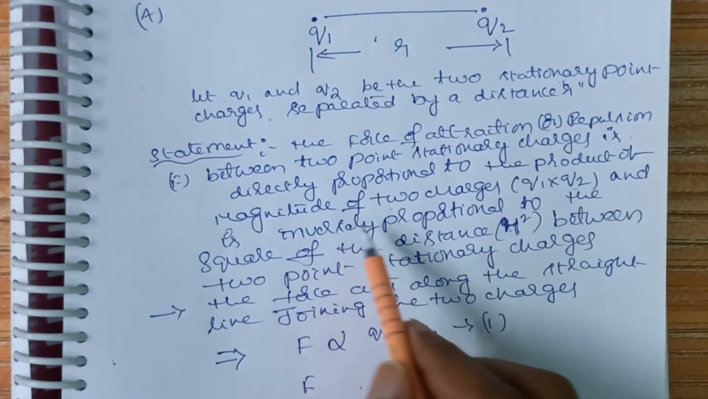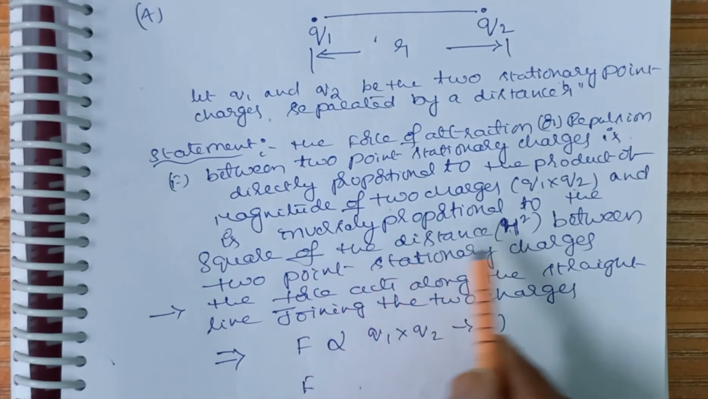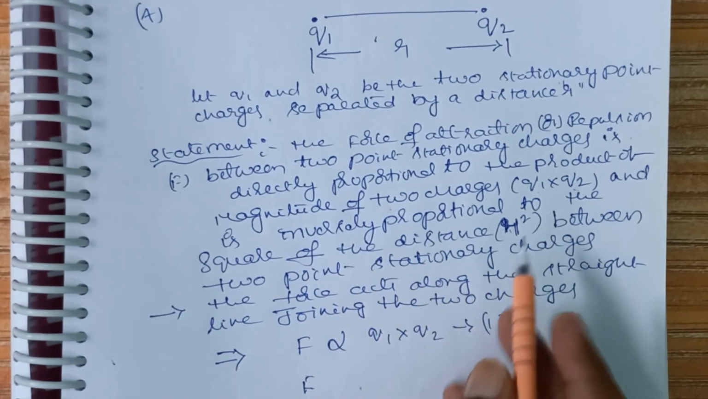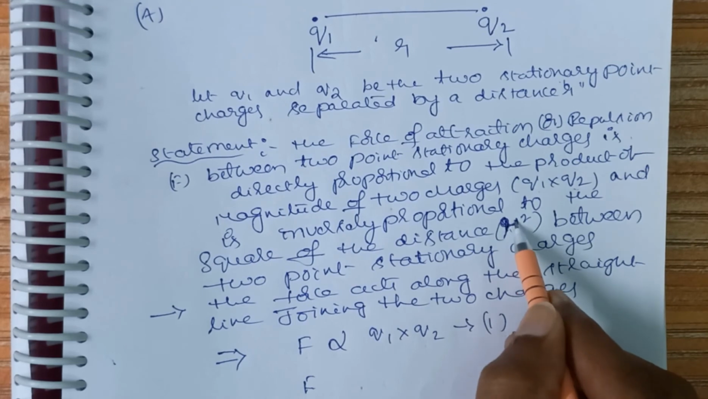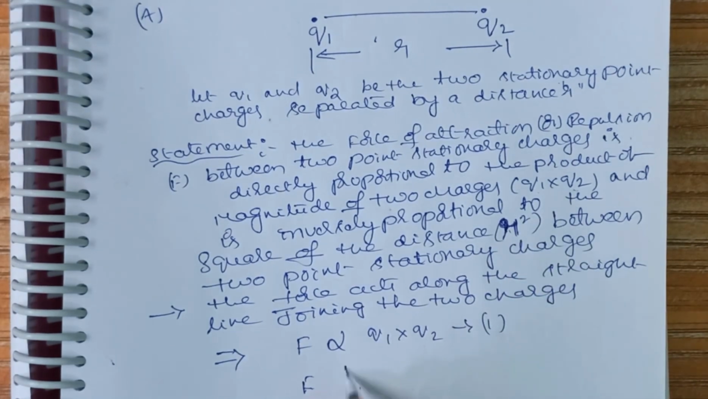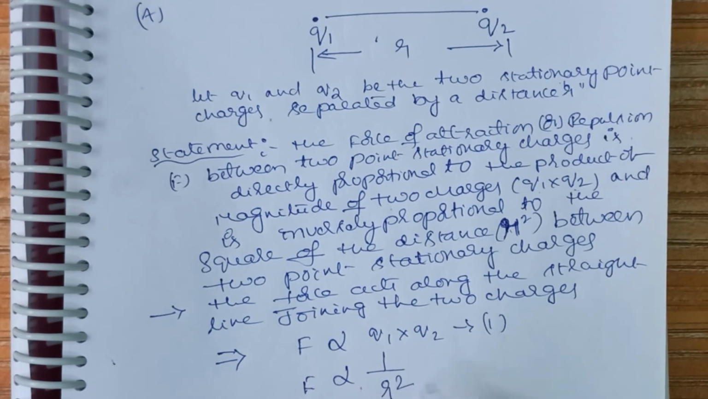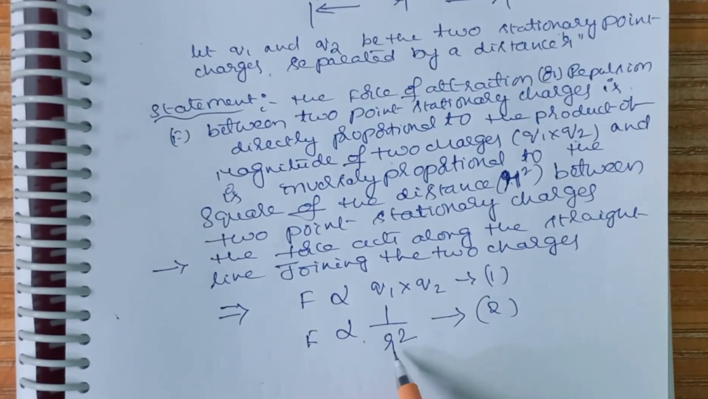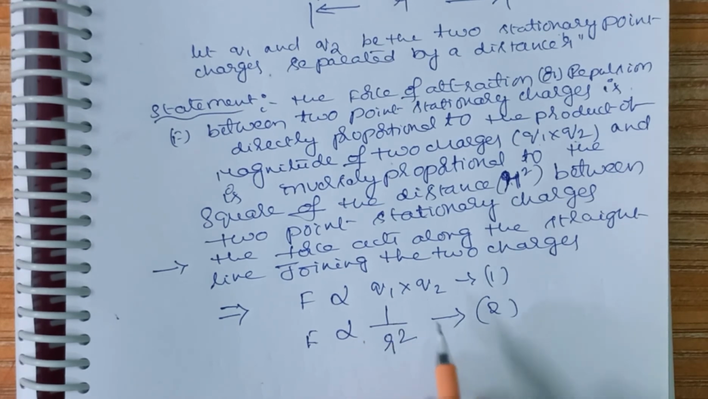So F is inversely proportional to the square of the distance between them. The square of the distance is r square. Inversely proportional means we can write 1 by r square. So it is equation number 2. So F is inversely proportional to r square, or F is directly proportional to 1 by r square. You can read this one in two ways.